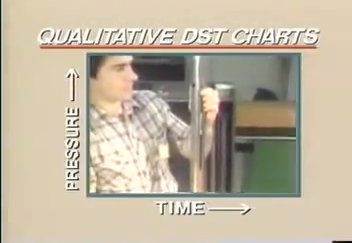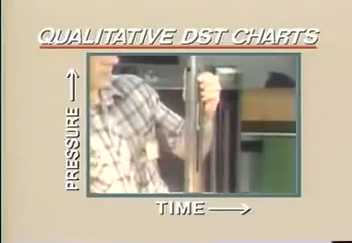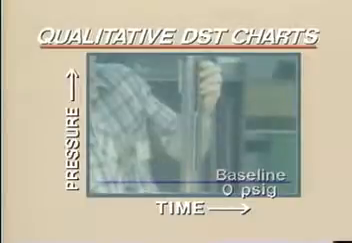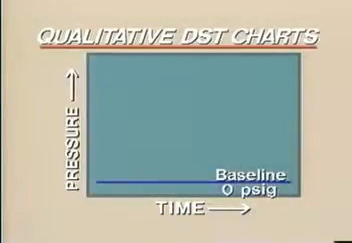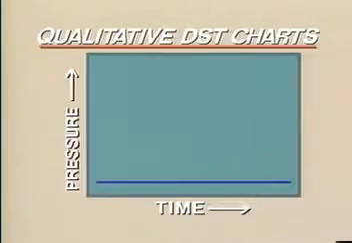Before the test assembly is run into the hole, the tester loads the chart into the recorder and draws the baseline on the chart using the recorder stylus. This represents 0 psig for the mechanical pressure gauge. The clock is then started, the tool assembled and started in the hole. From what we stated earlier, we recognize this to be a typical DST chart.